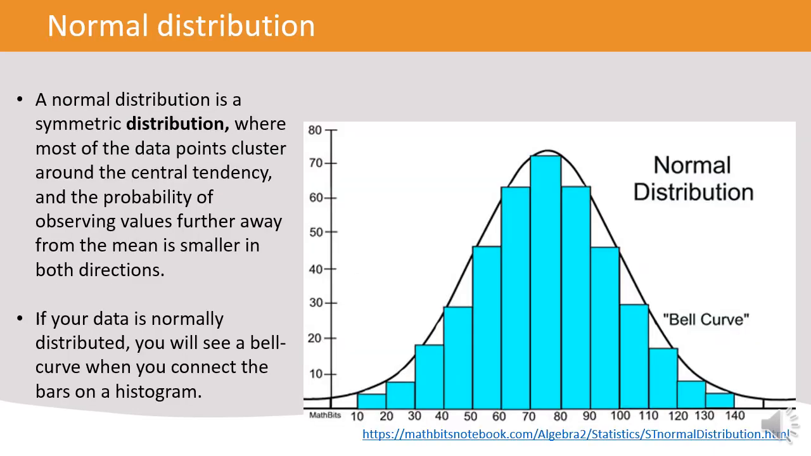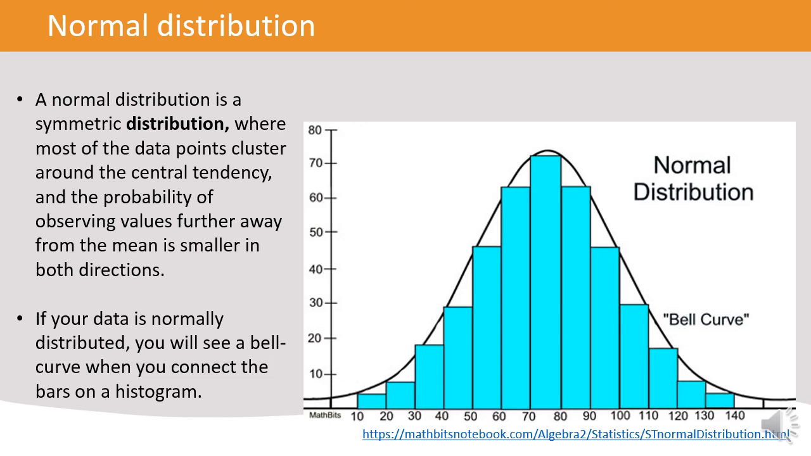The next statistic that we will consider is the normal distribution. A normal distribution is a symmetric distribution, where most of the data points cluster around the central tendency, and the probability of observing values further away from the mean or the central tendency is smaller in both directions. If your data is normally distributed, you will see a bell curve when you connect the bars on a histogram. Look at the example of a normal distribution that I included here.